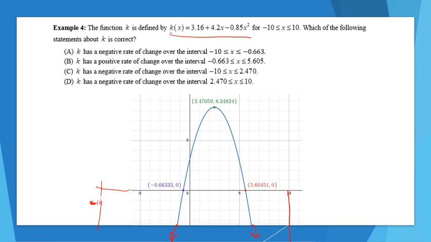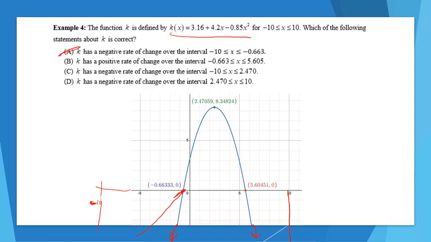All right, so first, k has a negative rate of change from -10 to -0.663, which is this point right here. And so it's going to be from way down there all the way up here. This should be a positive rate of change, so we can eliminate A. Let's take a look at B.